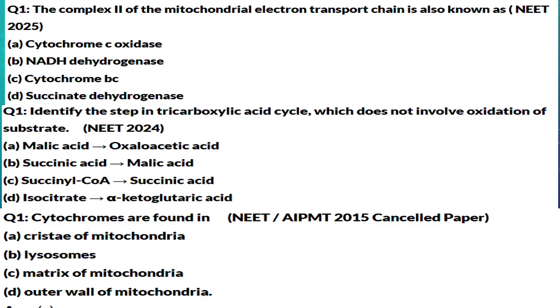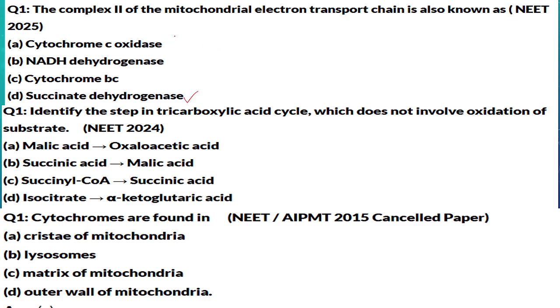Option A, cytochrome C oxidase. Option B, NADH dehydrogenase. Option C, cytochrome BC. Option D, succinate dehydrogenase. In this, the correct option is option D, succinate dehydrogenase.